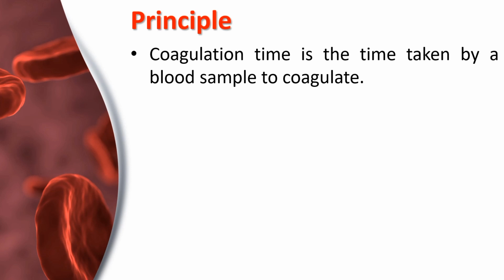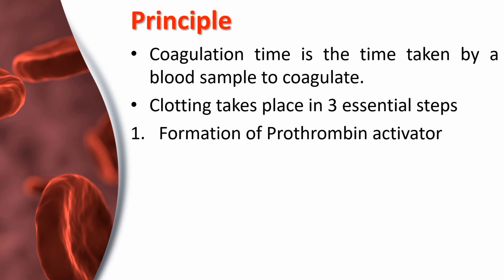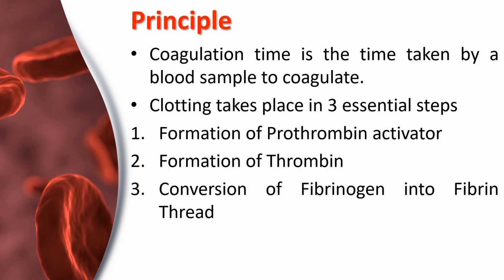Clotting takes place in three essential steps. First is formation of prothrombin activator. Second is formation of thrombin. Prothrombin activator catalyzes the formation of thrombin. Third is conversion of fibrinogen into fibrin thread. Thrombin acts as an enzyme to convert fibrinogen into fibrin monomers or threads.